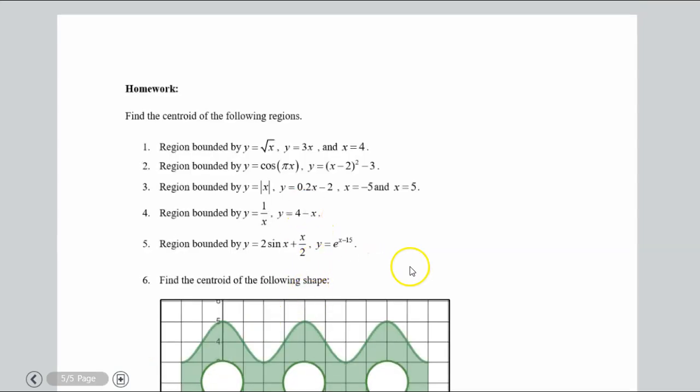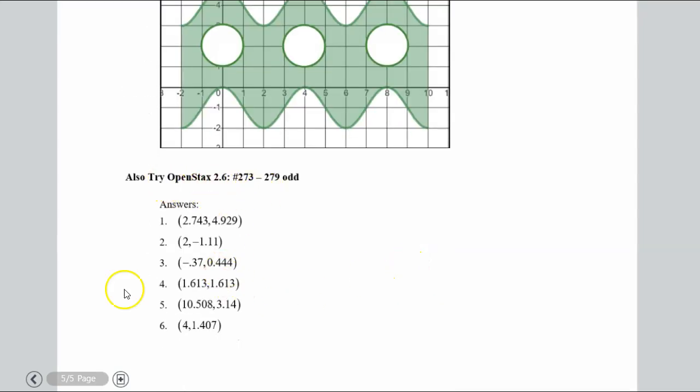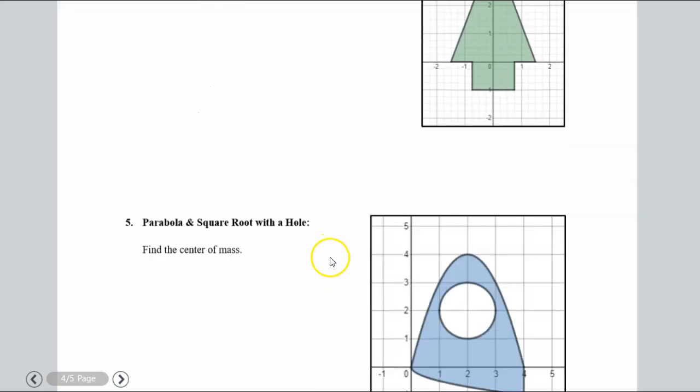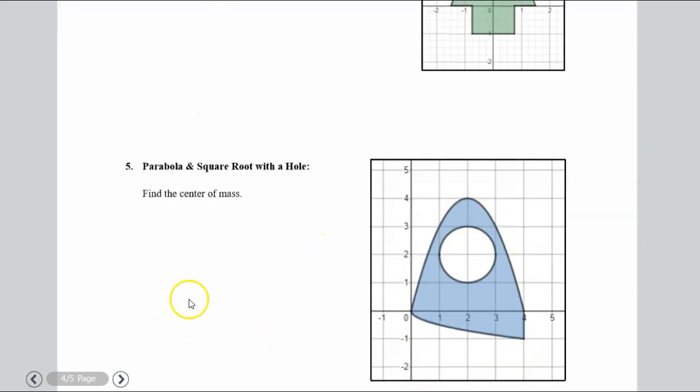Homework at the end, as usual, even some OpenStax problems, but that'll do it for this video. I just wanted to show you a main example, and then, like I said, we'll do a composite one in the next video.